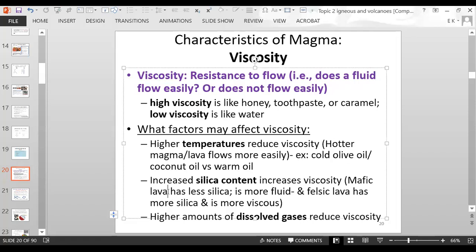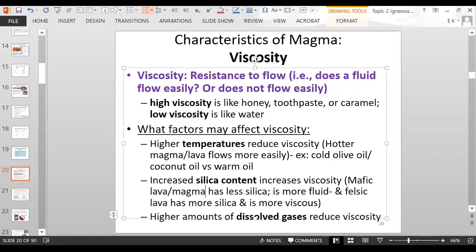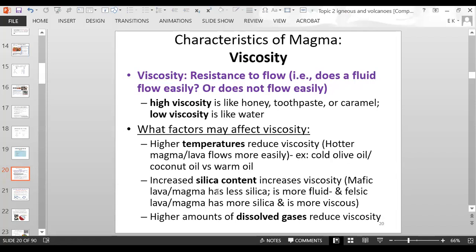Also, I'll just add in here magma just to make it more clear that these are interchangeable. Lava and magma in the discussion of viscosity is pretty interchangeable when you're comparing mafic to felsic. And then higher amounts of dissolved gases will also reduce viscosity. So if your lava or magma has a lot of gases dissolved in it, it'll actually flow more easily.